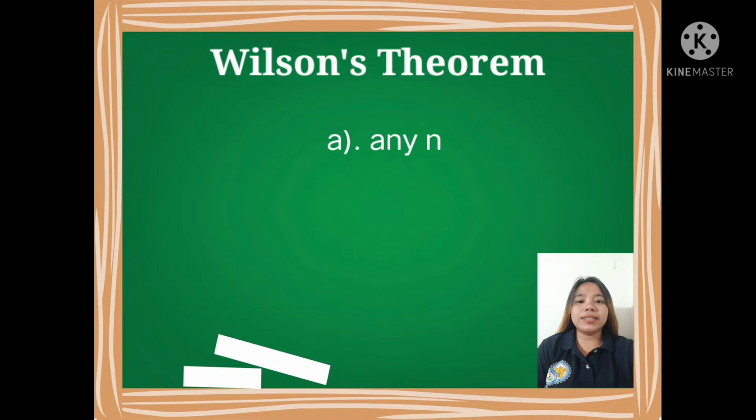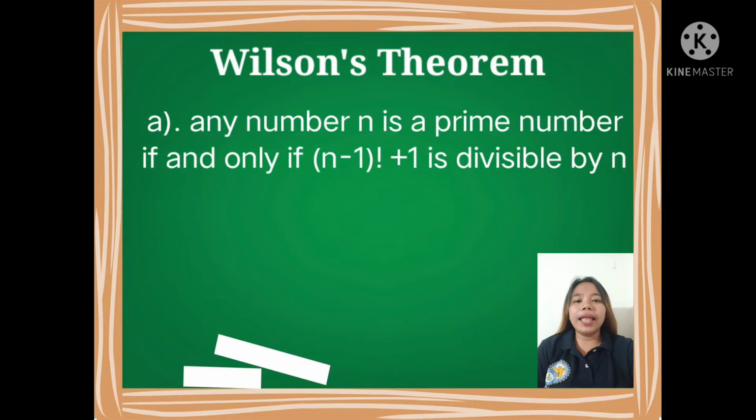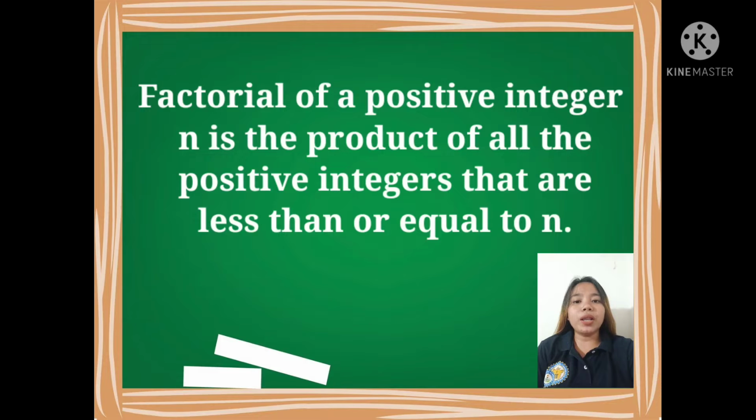Wilson's theorem says that any number n is a prime number if and only if the quantity of (n minus 1) factorial plus 1 is divisible by n. For those who are not familiar with factorial, let me define what it is. The factorial of a positive integer n is the product of all the positive integers that are less than or equal to n. As you can see, the notation for this is the exclamation mark.